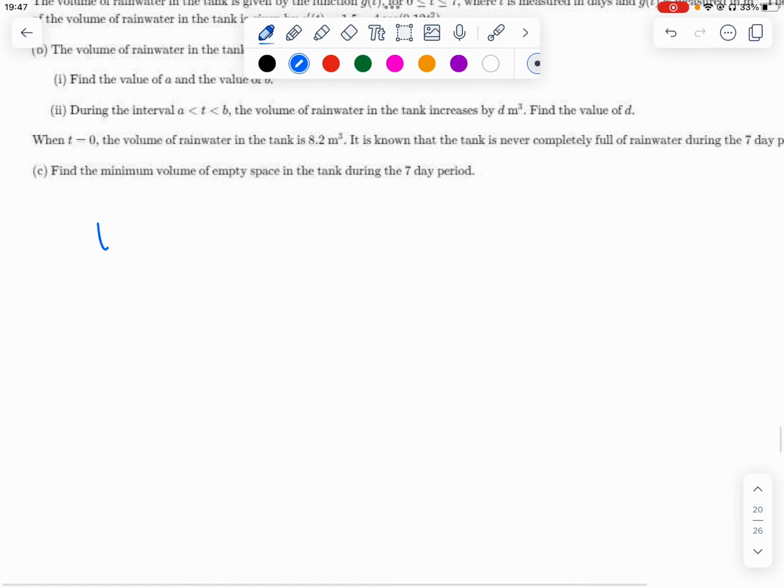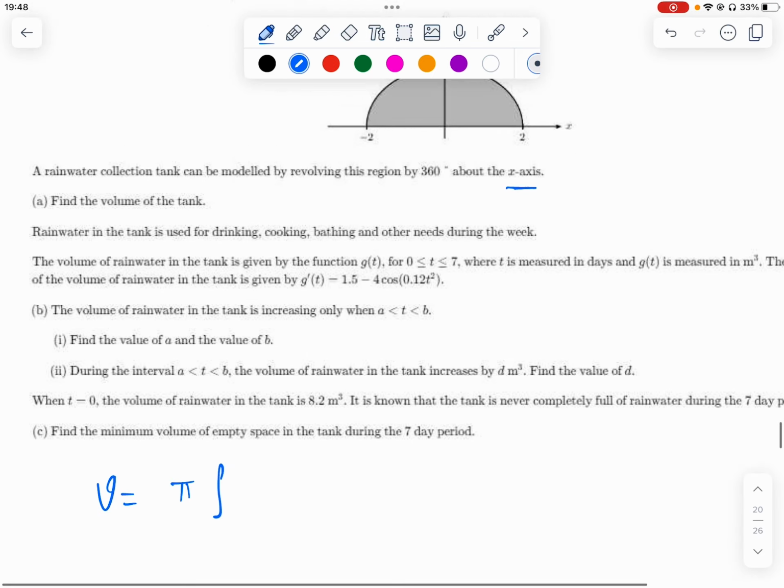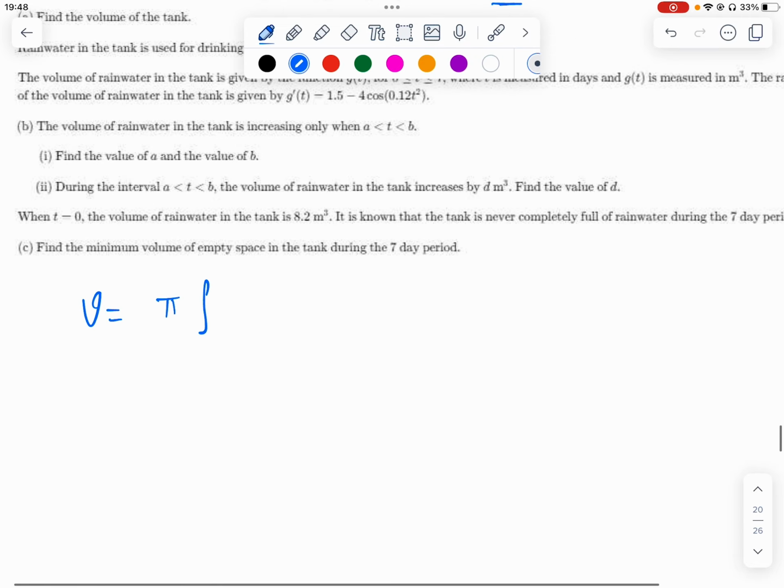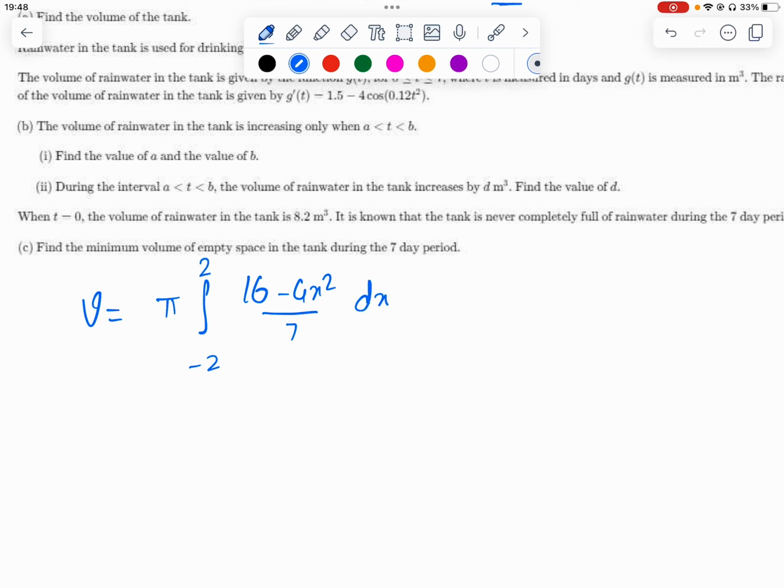So, volume along the x-axis is pi integral y square. What is y square? It is nothing but the square of this one. The square will become, without the square root, (16 minus 4x square) upon 7, from negative 2 to positive 2 dx. Use the GDC. You should be able to get that answer as 19.1 meter cube.